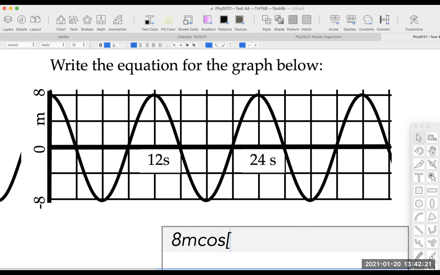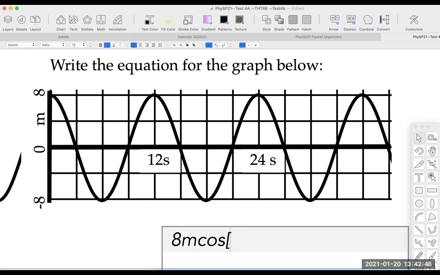Somebody shout out, what do you get for omega? Radians per second. Isn't it delta theta over time? It is delta theta over time. That's not going to work, though, very well in this one. You probably want the 2 pi over period. So 2 pi over period.